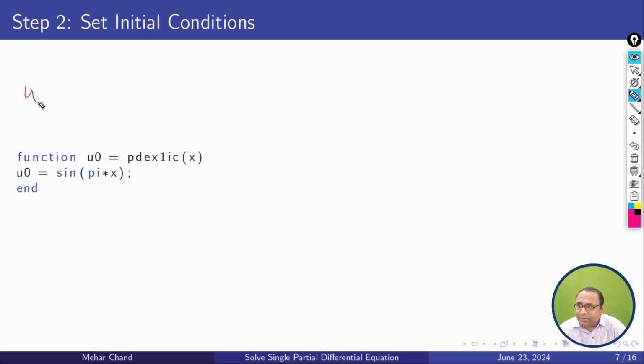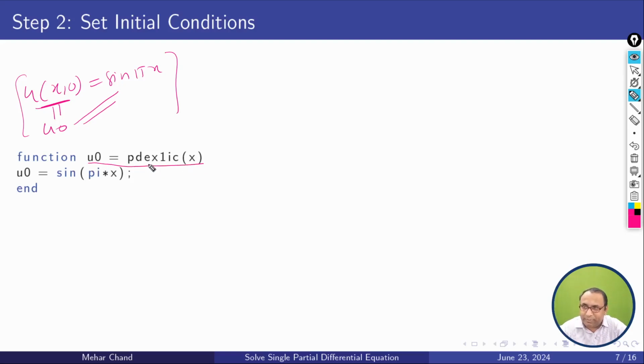We are given that when t is 0, u(x, 0) is equal to sine pi x. This expression can be written as u0, so u0 is equal to sine pi x. For this initial condition we need to write MATLAB code as a user-defined function, and this is the signature for the same.